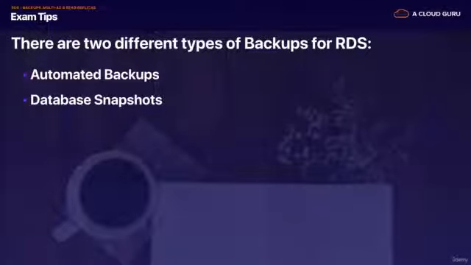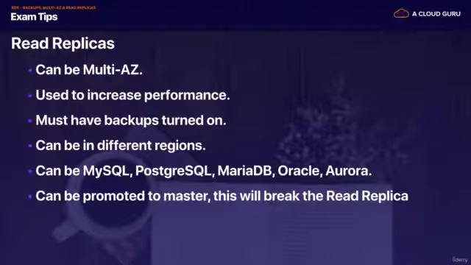So just remember, going into your exam, there's two different types of backups for RDS. So we have our automated backups, and they're going to be done in a scheduled maintenance window. And then we also have our database snapshots, and they're taken manually. And we saw how to do that earlier on in this lab. Moving on to read replicas, these can be multiple availability zones, and they're used to increase performance. In order to have a read replica, you must have backups turned on.